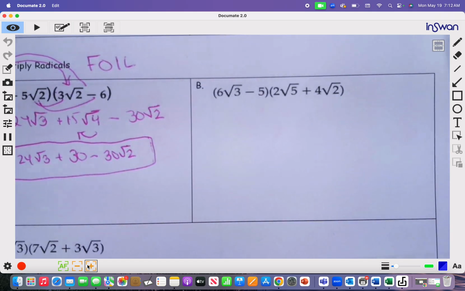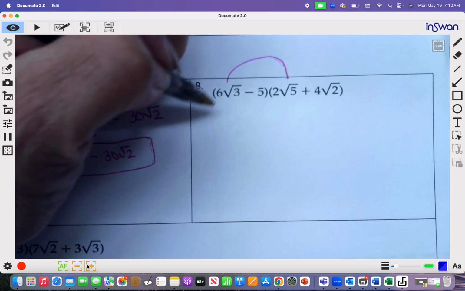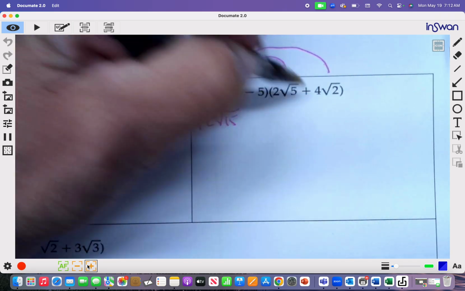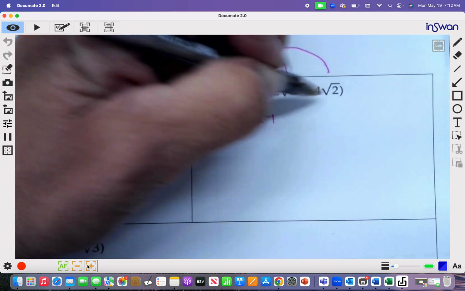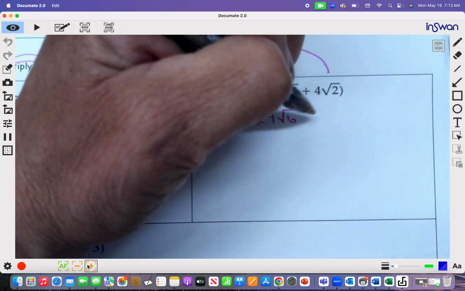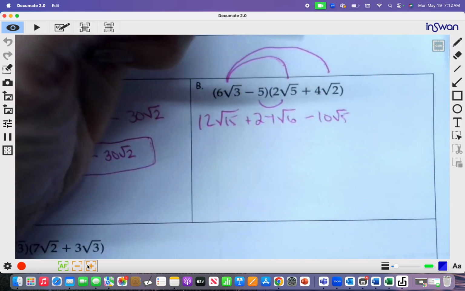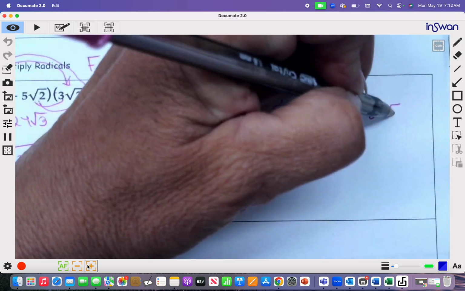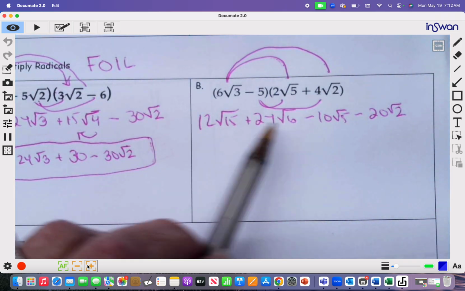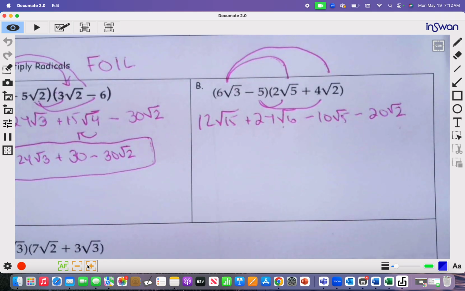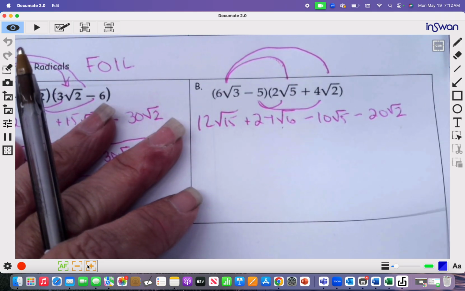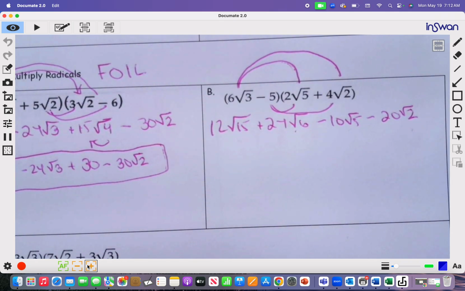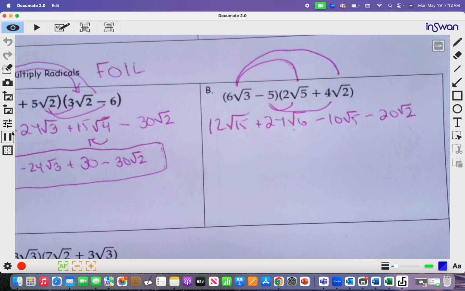Let's do the same thing here. First is 6 times 2, which is 12 radical 15. Outer, 6 times 4 is 24 radical 6. Inner is here, negative 10 radical 5. And last is negative 20 radical 2. So no, nothing can be simplified because all of my radicals are different. And that's really what you're looking for. Are there any radicals that are the same that I can simplify? Since there isn't, everything stays. And that is it.